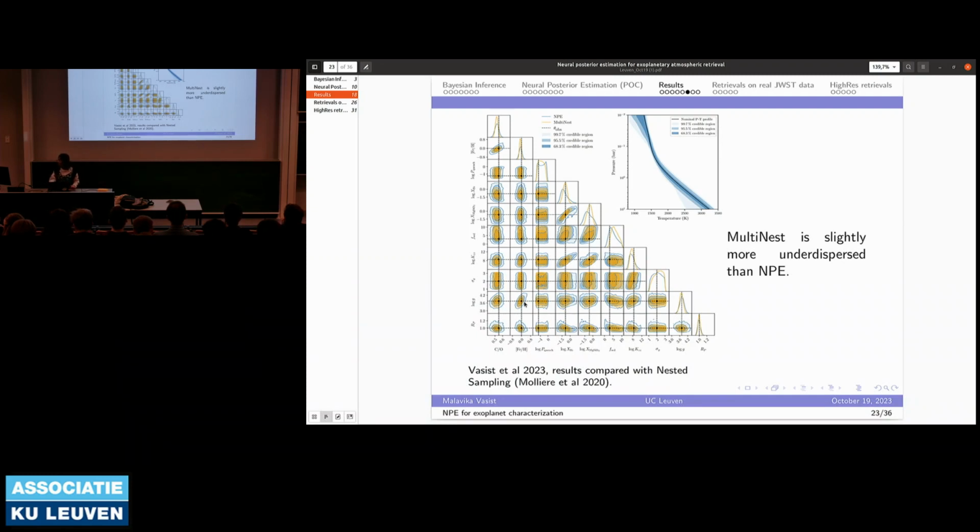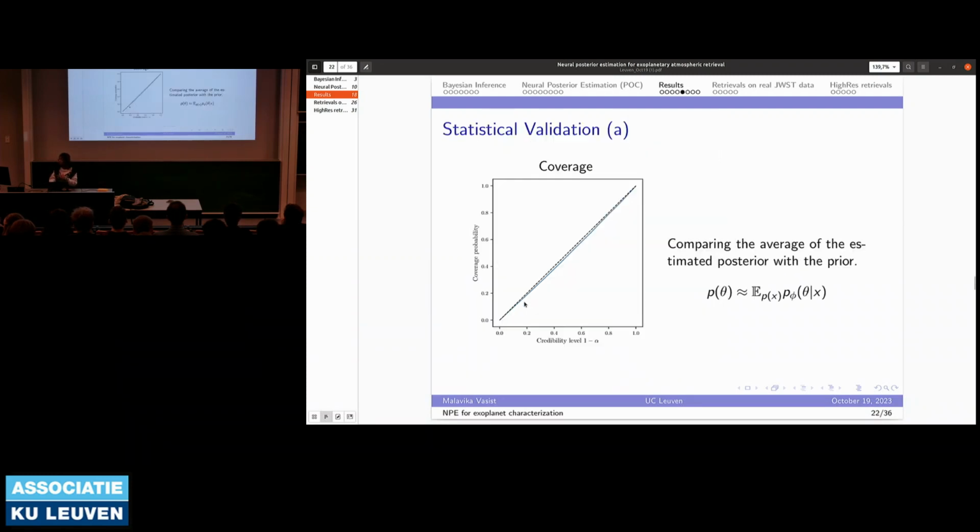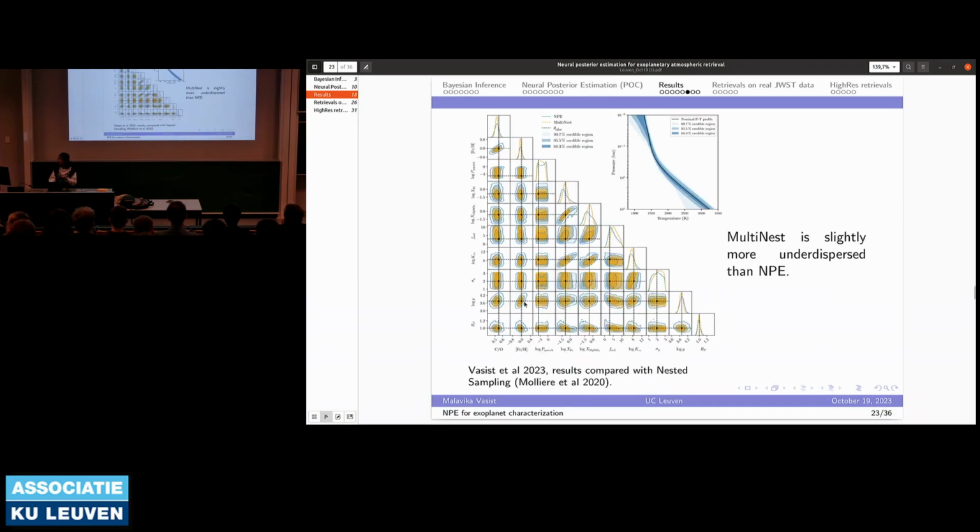Given that the coverage for NPE looks good, what does it tell me when I see that nested sampling is narrower? It tells me that MultiNest, sorry, I'm using MultiNest and nested sampling interchangeably, is overconfident because it gives me narrower posteriors. And we wouldn't know that if we hadn't done this experiment.